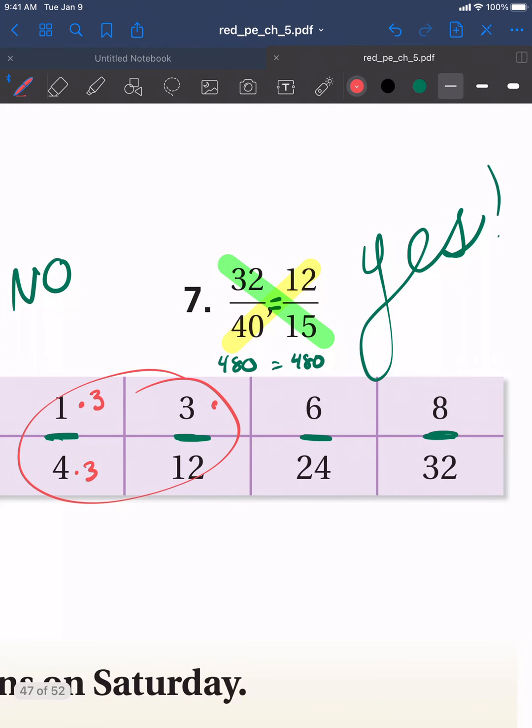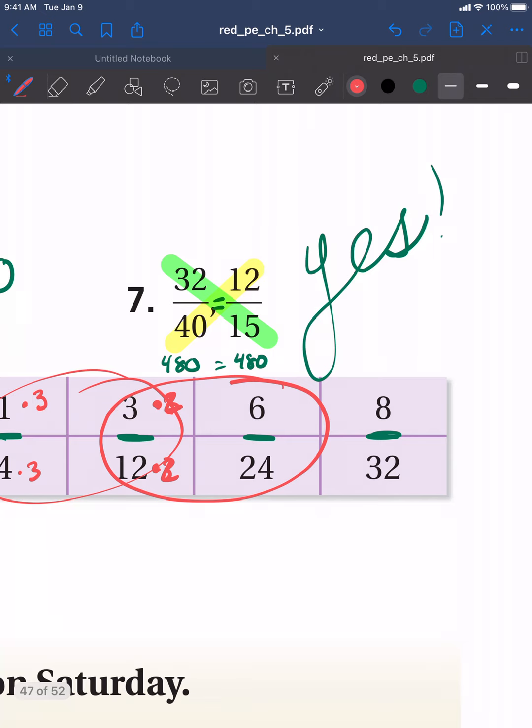Now, can I times every top number by 3 to get the next number? No. Well, no, but that doesn't mean that they're not proportional, right? Can I times 3 by something to get 6, though? 2. Can I also times this by 2 to get 24? Okay, so these are proportional. Now, can I multiply something by 6 to get 8? No. So, just to double check, let's set these two equal to one another.